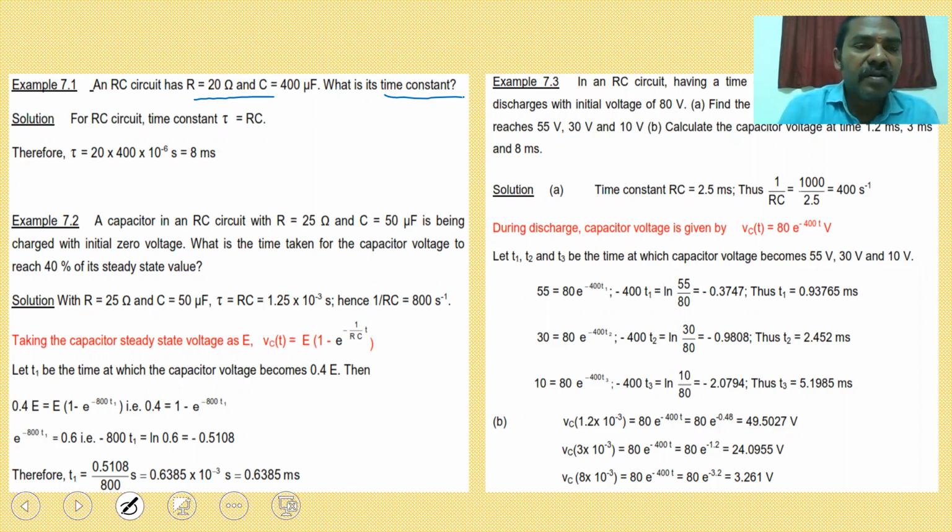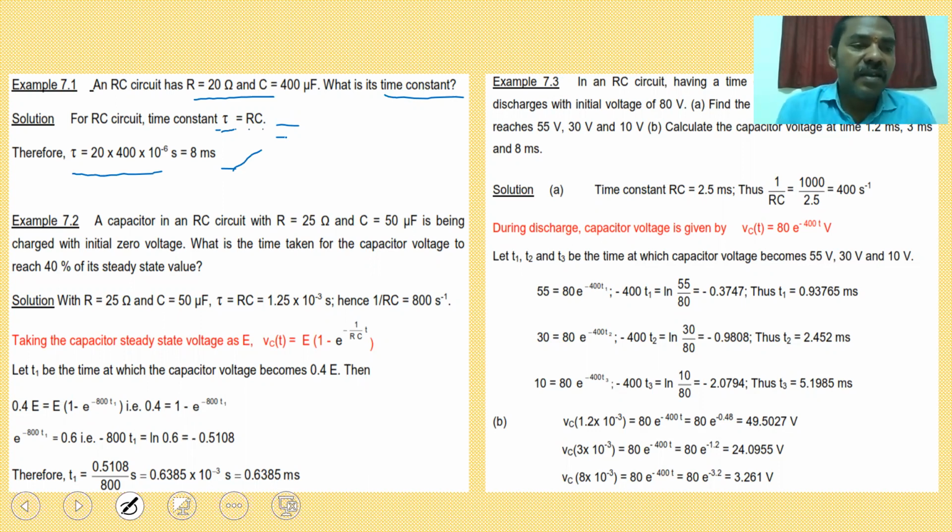So already you know that tau is equal to R into C. So it is the time constant for an RC circuit. Then tau is equal to the resistance value 20 into 400 into 10 power minus 6. So finally you can get 8 milliseconds. It is the time to reach from the initial state to the steady state value of the circuit.